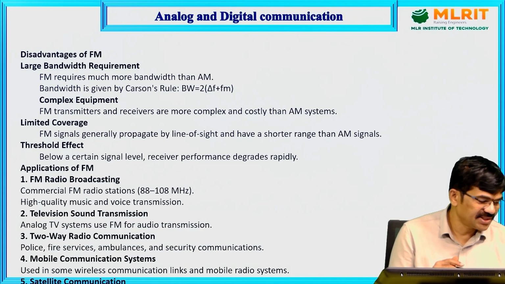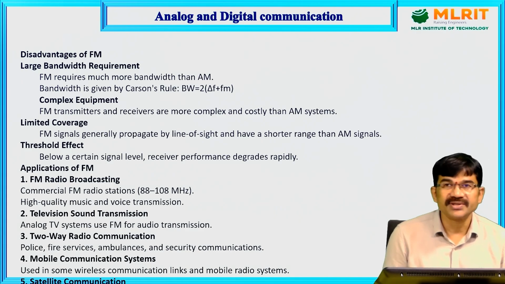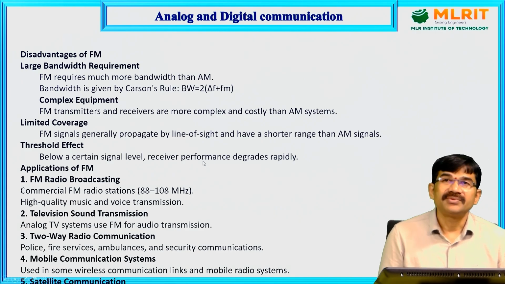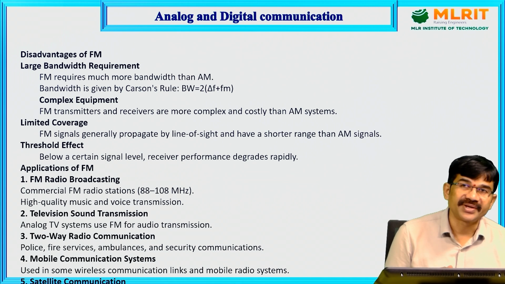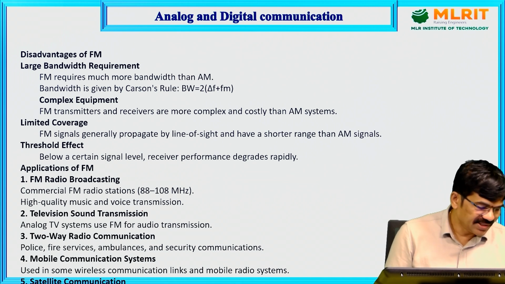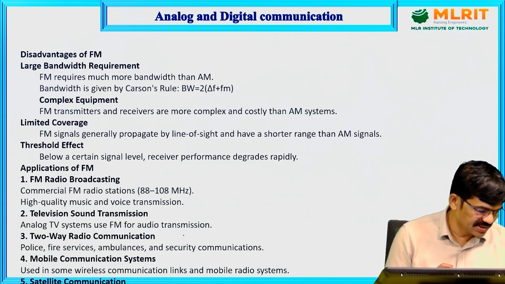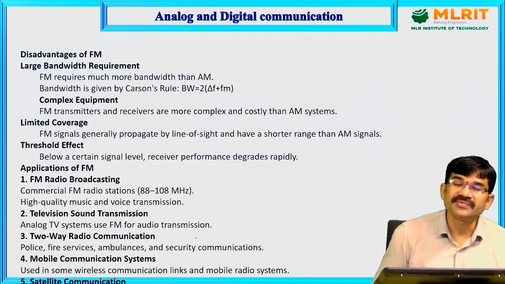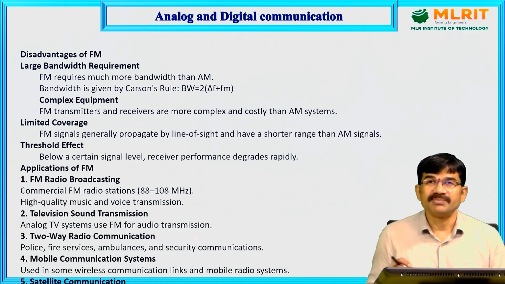And what are the applications of FM? We use FM for broadcasting. AM and FM are used in most broadcasting applications. In television, we use FM for sound transmission. Two-way radio communication, that is police wireless and ambulance systems, use FM. Mobile communication and satellite communication also use FM. So this is about FM.